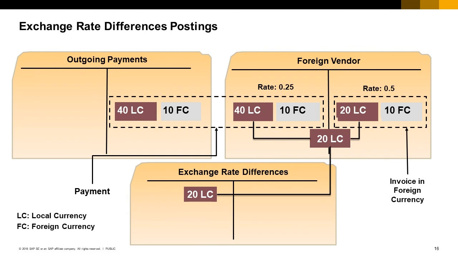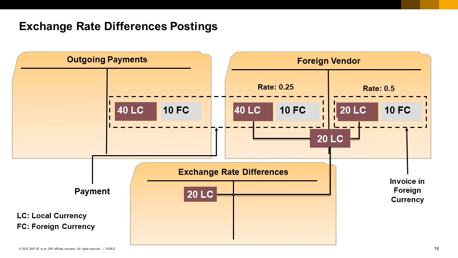Exchange rate fluctuations can cause exchange rate differences when you pay invoices in foreign currencies. The figure shows an AP invoice which has been issued by a foreign vendor in foreign currency. At the posting day of the invoice, the exchange rate was 0.5. The system converts the 10 units foreign currency into 20 units local currency and posts both values in parallel on the credit side of the vendor account.